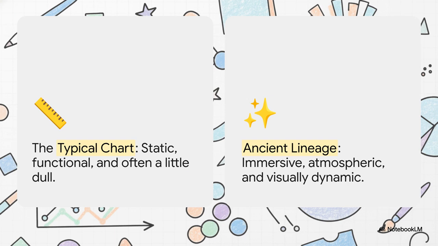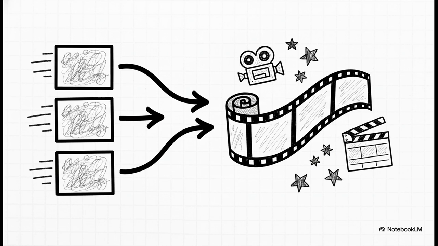On the left, you've got your standard, kind of boring chart. And on the right, wow, this is from a project called Ancient Lineage. The difference is literally night and day, isn't it? It takes the exact same information and completely transforms it into something immersive, atmospheric, and visually stunning. That's really the core idea here, taking that raw data and turning it into a cinematic journey. The goal isn't just to list a bunch of names and dates, but to create an experience that makes you feel connected to the history it's showing you.